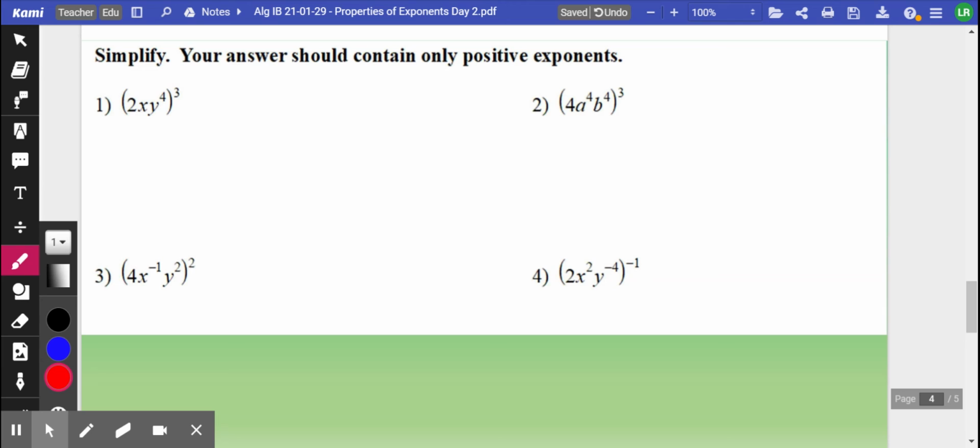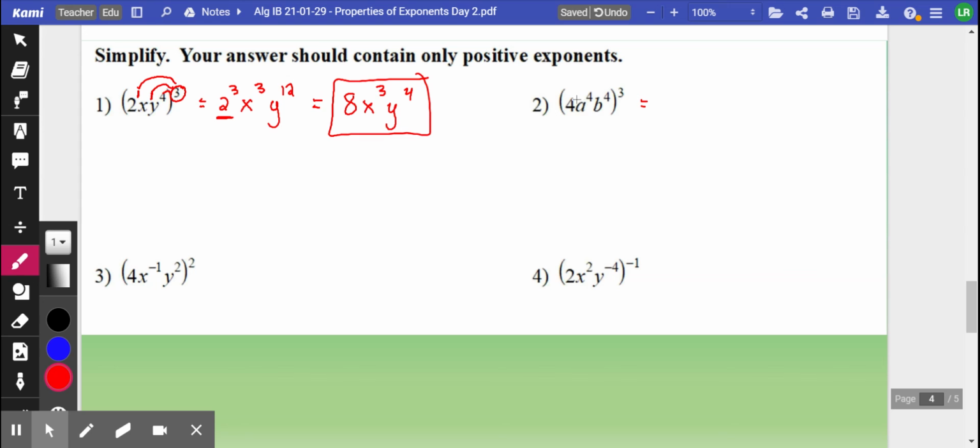Okay, for number 1, what we have to remember is that these have an exponent of 1 on them. So power property for the 2, we have 1 times 3 is 3. For the x, 1 times 3 is 3. For the y, 4 times 3 is 12. Now there's no negative exponents, but I can take care of that. 2 to the third power, 2 times 2 times 2, that is 8. So I'd have 8, x to the third, y to the fourth. No 0 or negative exponents to deal with.